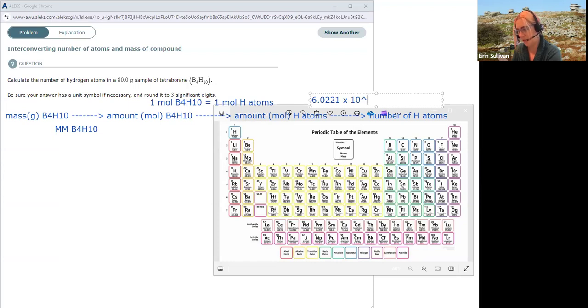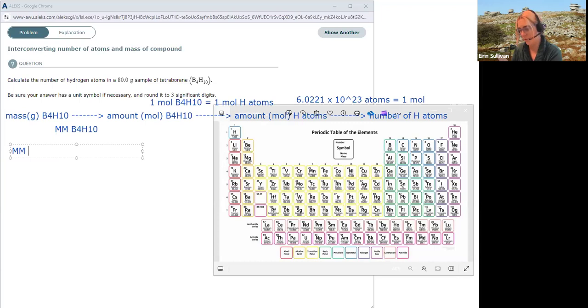So 6.0221 times 10 to the power of 23 atoms per mole. So write that out as an equivalency. 6.022 times 10 to the 23 atoms is 1 mole, okay? Now we have everything organized. The only thing we have to do is calculate the molar mass of our tetraborane.